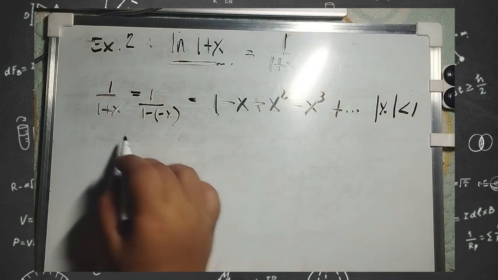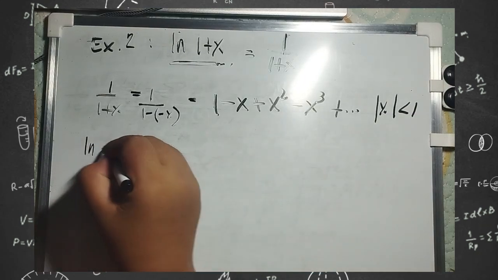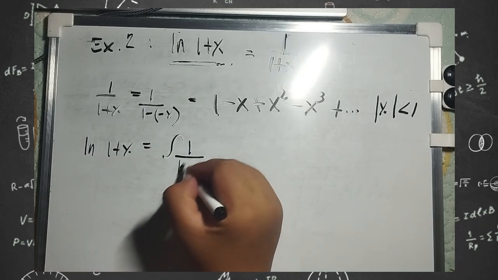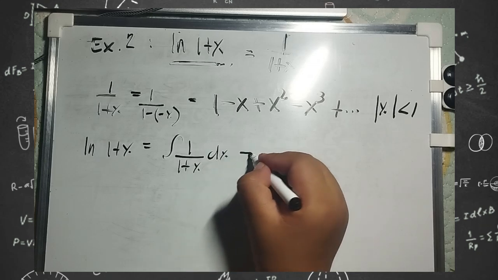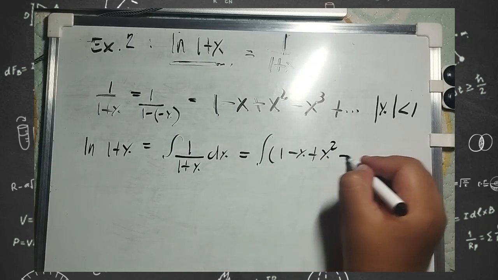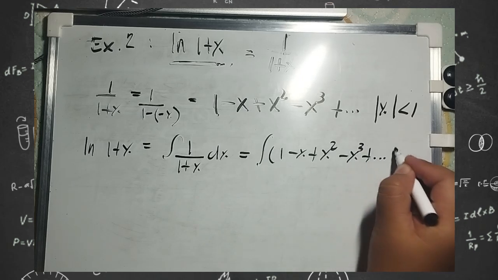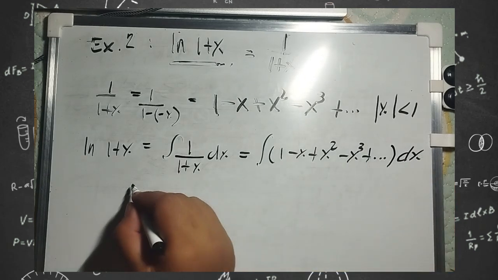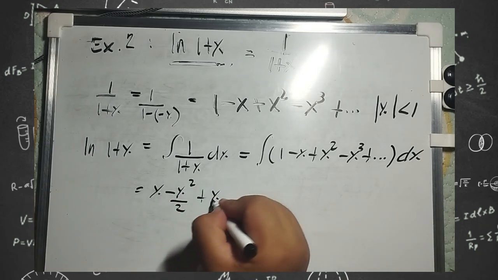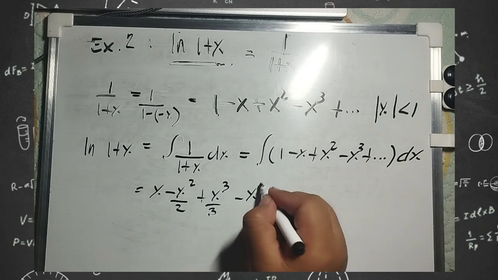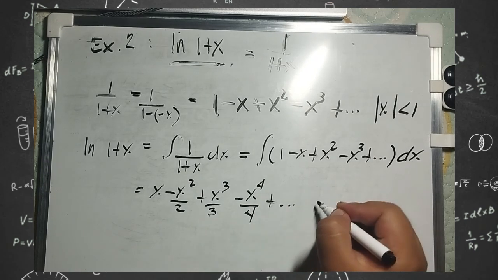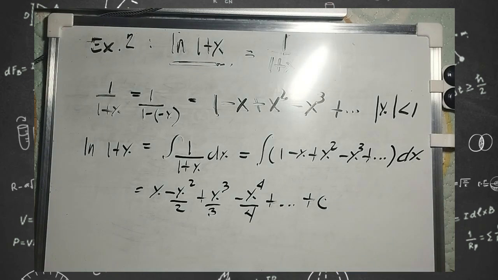Integrating both sides of this equation, we get ln(1 plus x) is equal to the integral of 1 divided by 1 plus x, which is equal to the integral of the quantity 1 minus x plus x squared minus x cubed plus to infinity, which is equal to x minus x squared divided by 2 plus x cubed divided by 3 minus x raised to 4 divided by 4 plus to infinity, plus a constant.